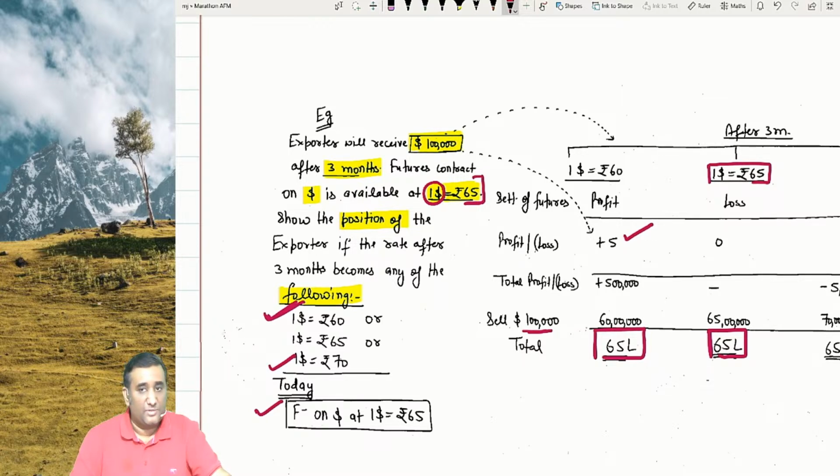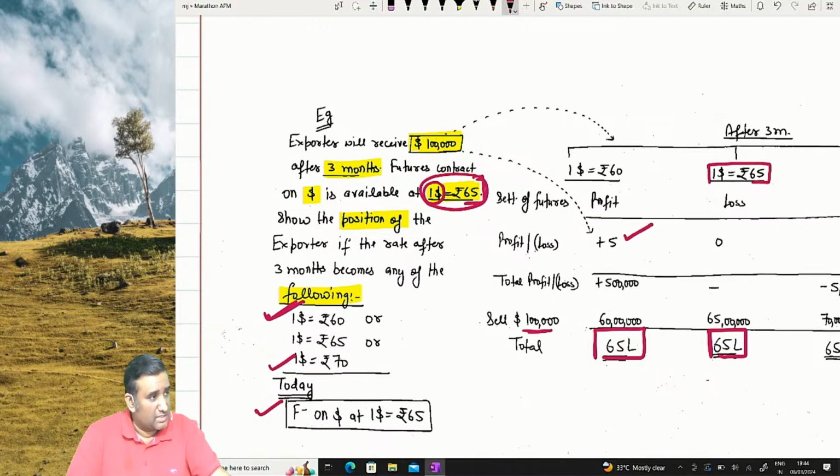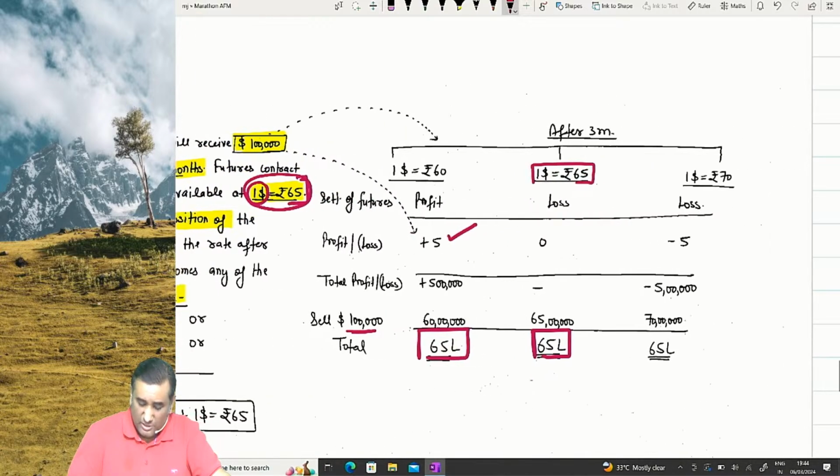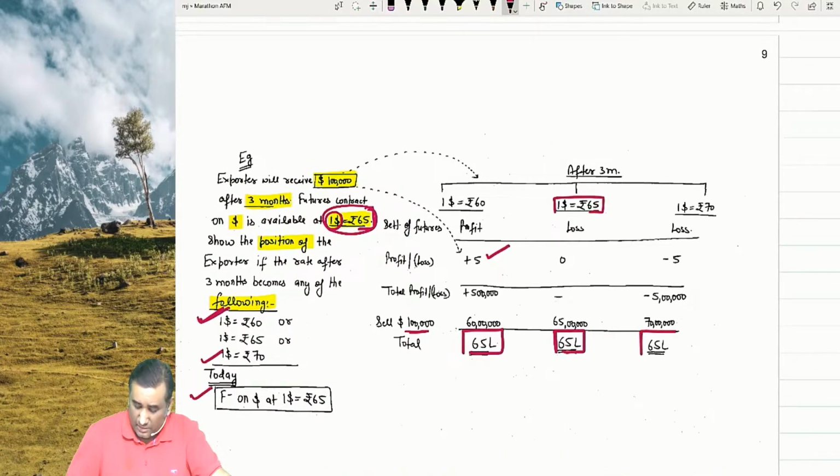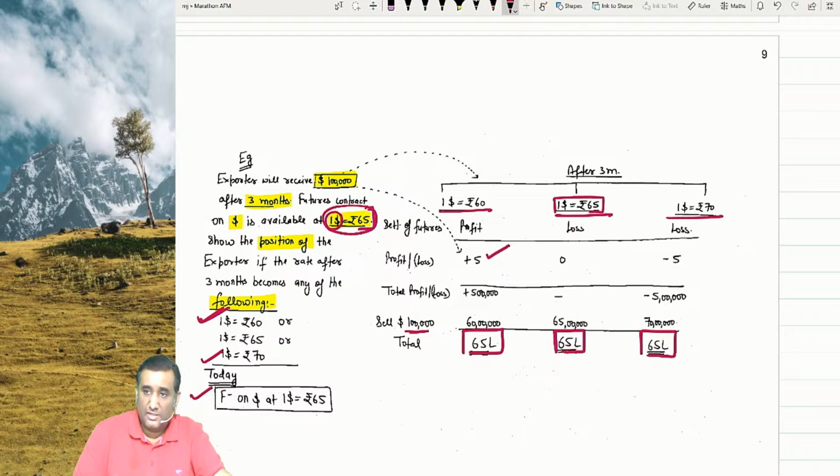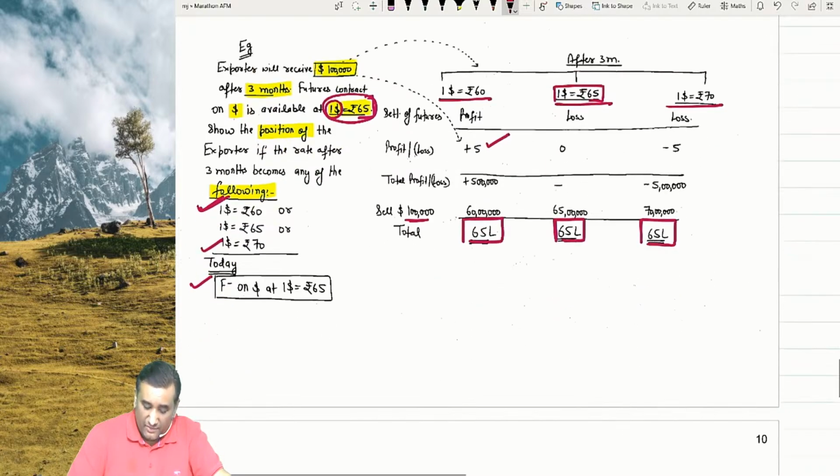Third case, if the rate becomes 70. The rate becomes 70. Cash market you will be able to realize how much? 70 lakh. Whereas the future market promised you what? 65. He will take away 5 rupees. Ultimate per hand would come 65. This case can be only checked with cash and the future rates. Basically $1.65, $1.70.